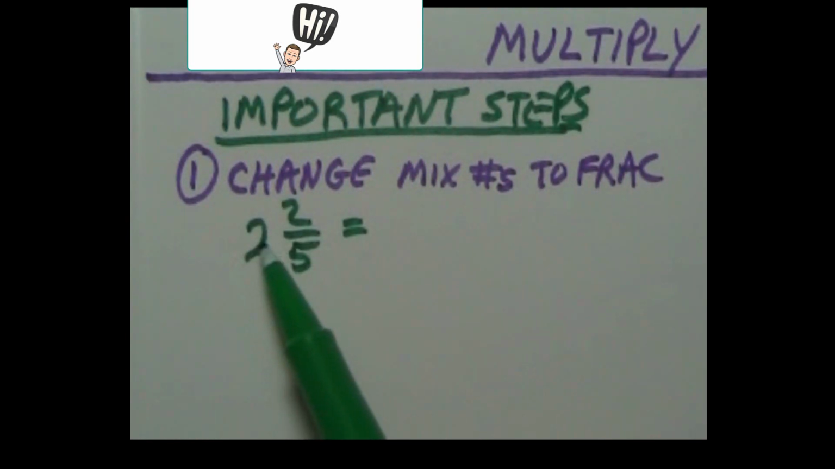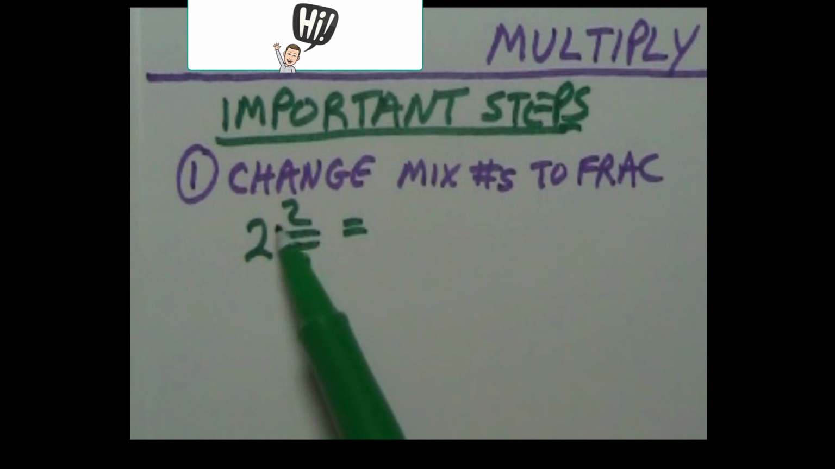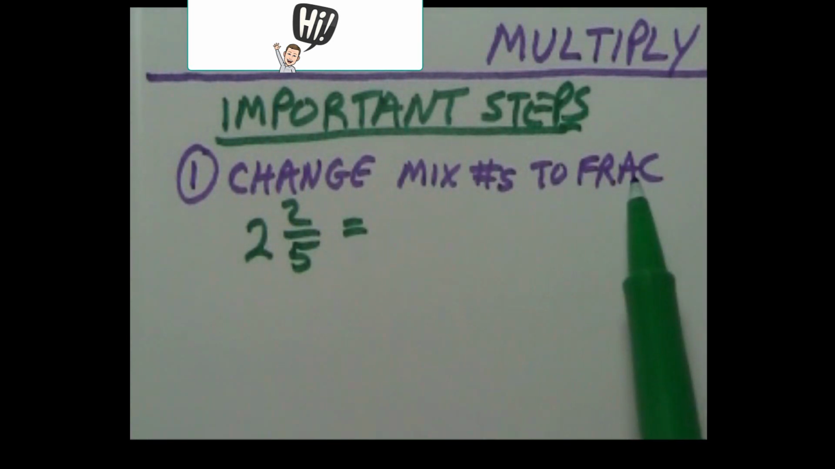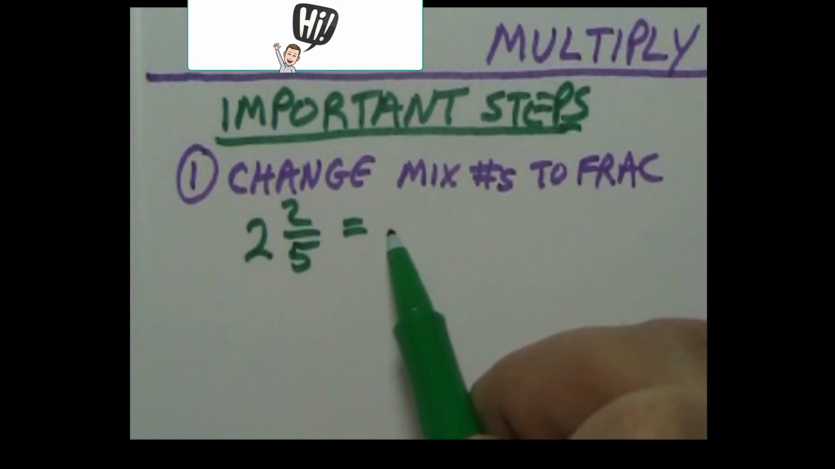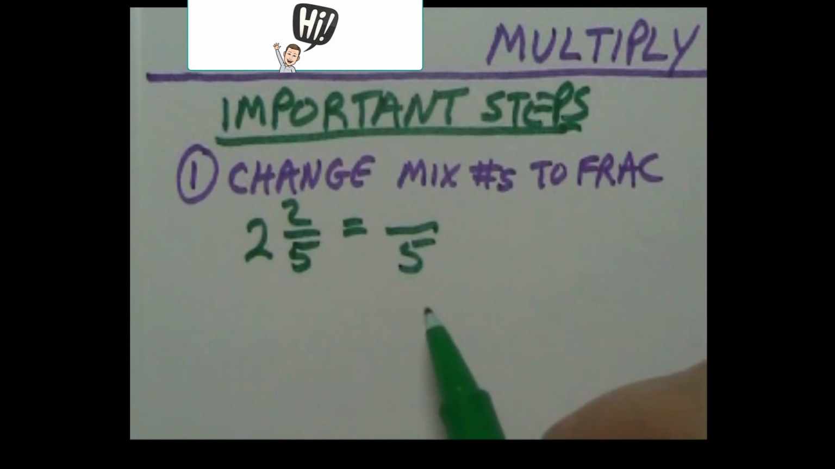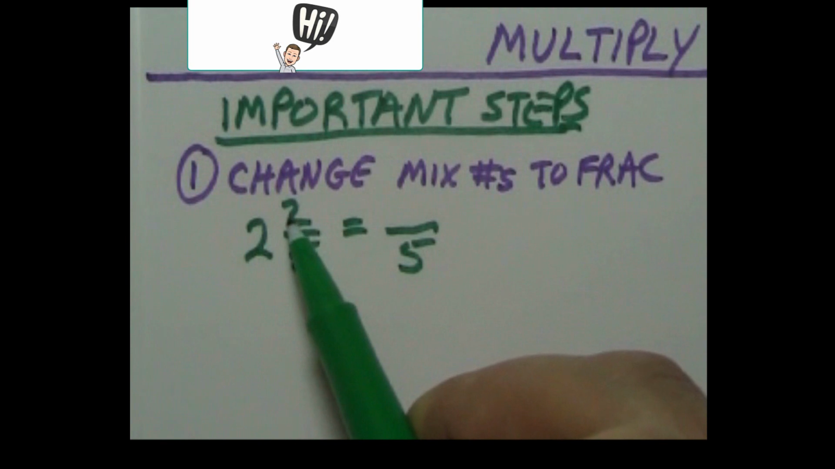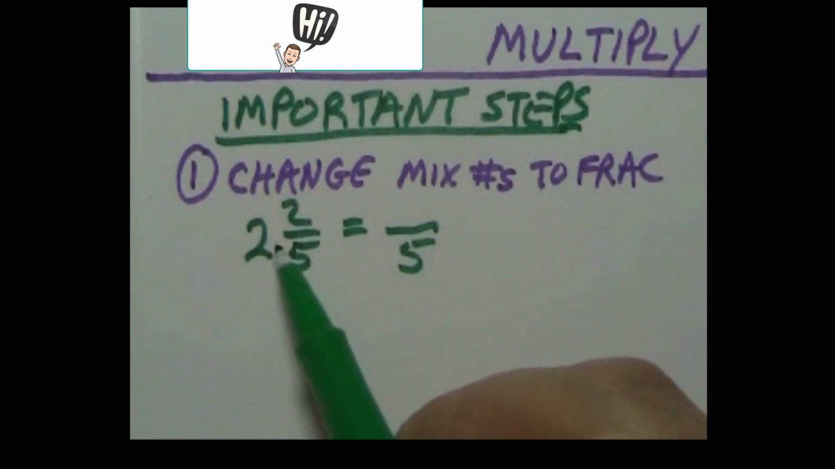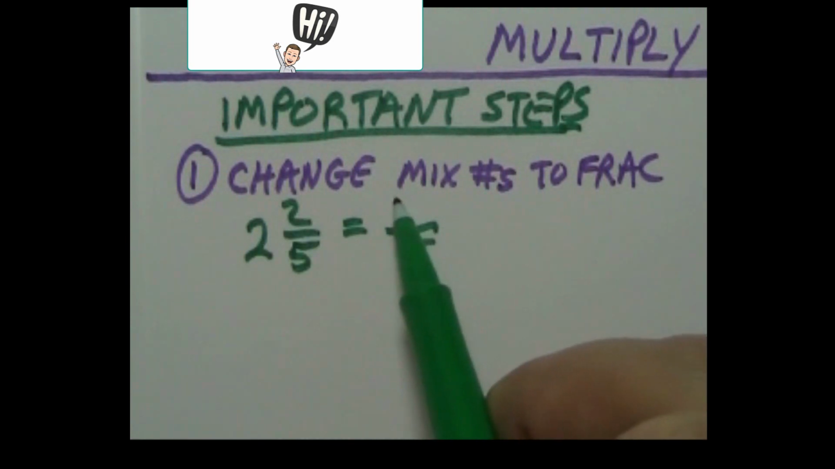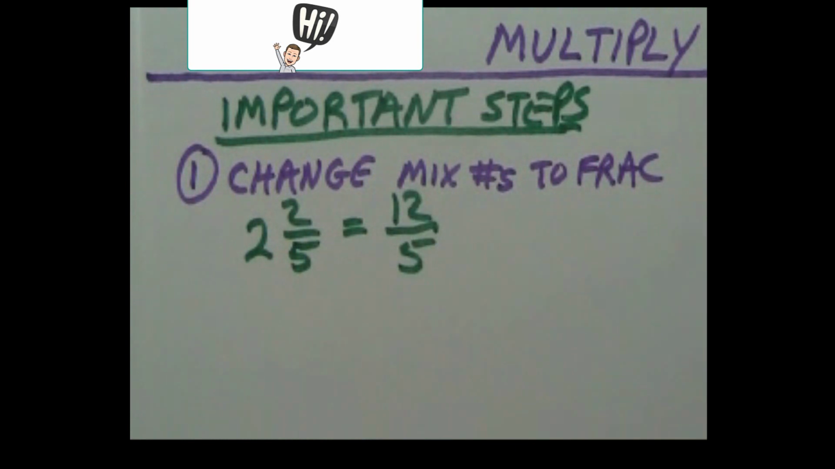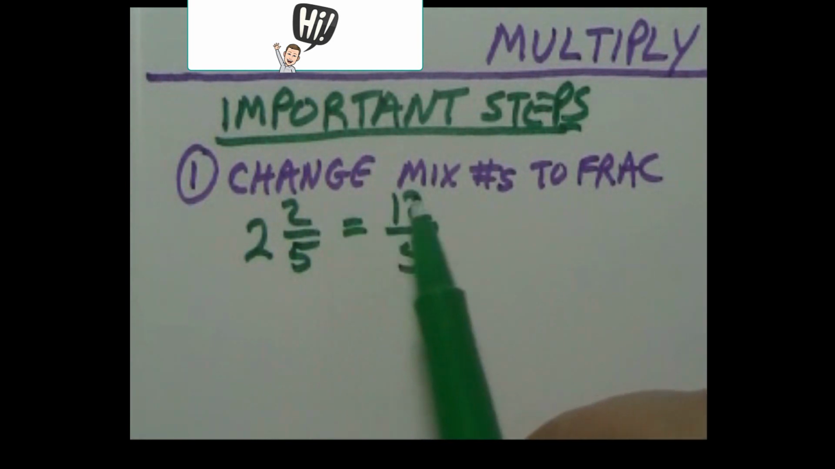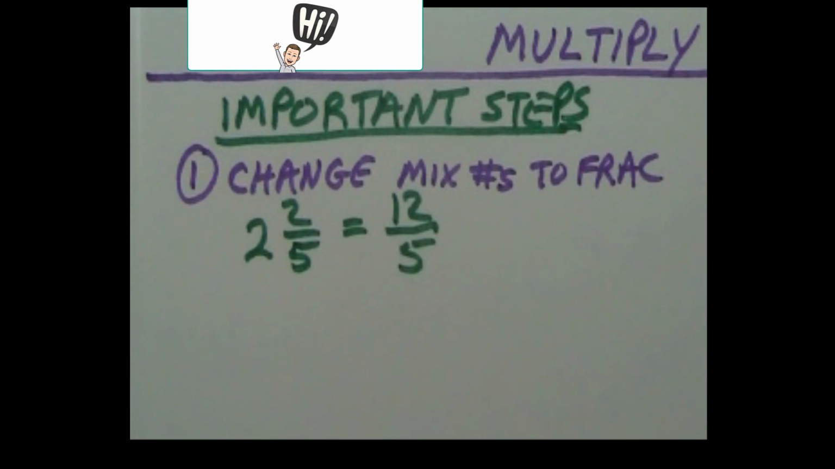So for example, if I have 2 and 2/5, this is a mixed number. Change mixed numbers to fractions. So to change that, keep the denominator the same, but remember we want a times plus. Times plus. 5 times 2 is 10, plus 2 is 12. So this is what we mean by changing mixed numbers to fractions.